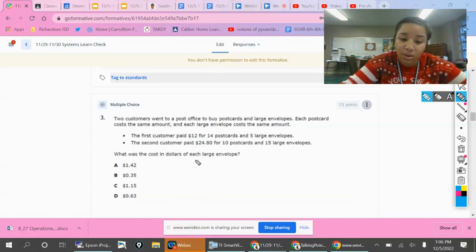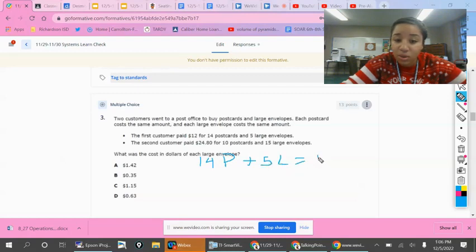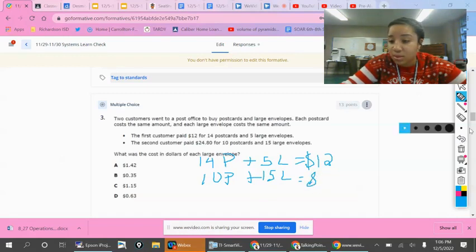So we know that 14 postcards plus 5 large envelopes equal $12. We also know that 10 postcards plus 15 large envelopes cost $24. That's terrible, Miss Whiting. $24, that's a dollar sign. And 80 cents.